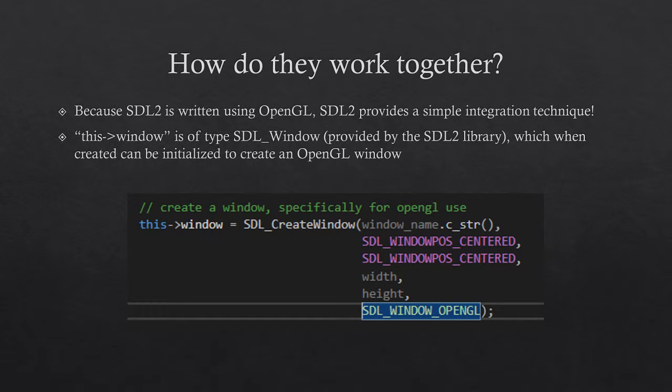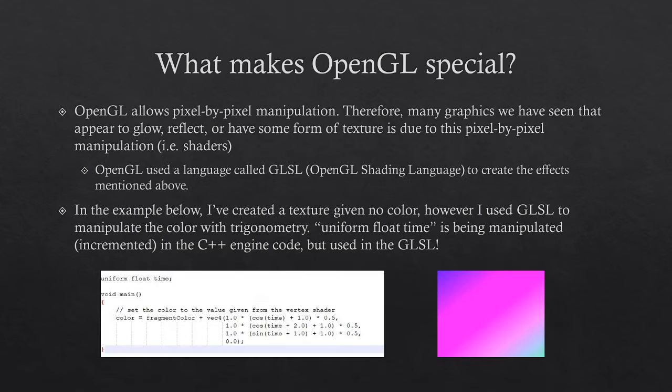So how do they work together? Well, in this example right here, we have an SDL window object called window, and it's being assigned to a method called SDL create window, which is also part of the SDL library. And all we have to do is include that highlighted part, the SDL window OpenGL, and we have integrated completely SDL2 and OpenGL together. So it's just as simple as that.